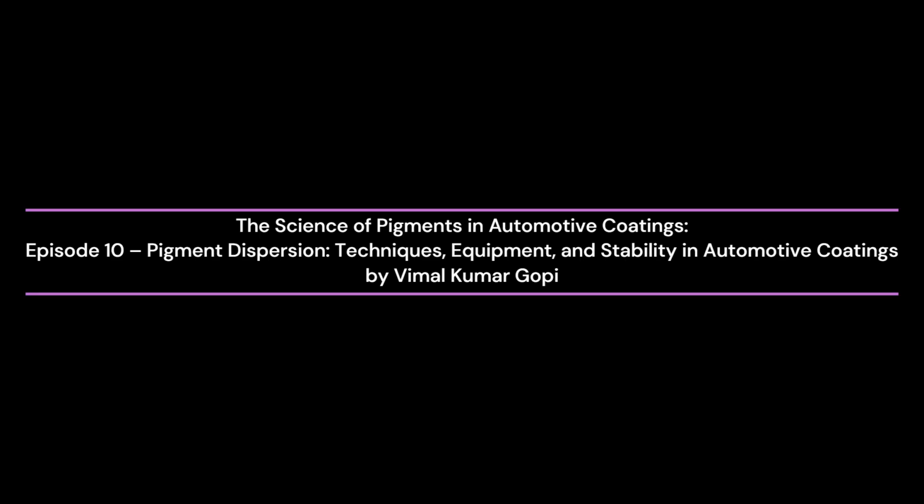In summary, pigment dispersion is a cornerstone of automotive coating performance. It combines mechanical energy, chemical stabilization, and process control to ensure that pigments are fully wetted, evenly distributed, and stable. Proper dispersion maximizes color strength, hiding power, gloss, and durability while preventing defects and ensuring consistent application. Mastery of dispersion techniques is essential for producing high-quality, reliable automotive coatings that meet demanding OEM standards.